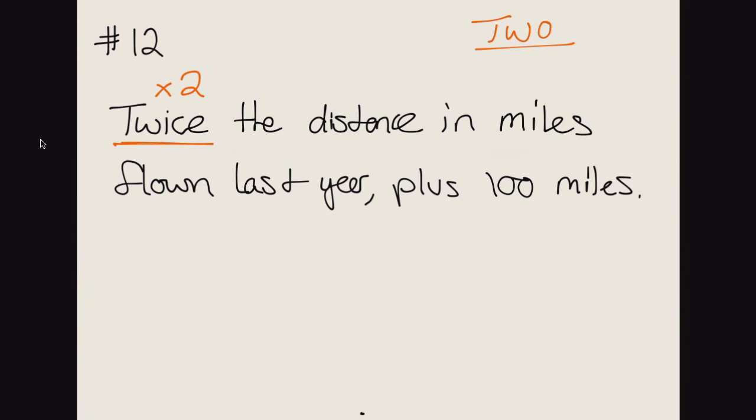That's actually what the word twice means. Multiplying by 2. Okay? I went twice. I went 2 times. Get it? 2 times. Twice. We have actually taken the word 2 times and made it twice. Okay? All right. So, twice the distance in miles flown last year plus 100 miles. Where's the other operation? Gabby? Oh, indeed it is. It's right here under plus.